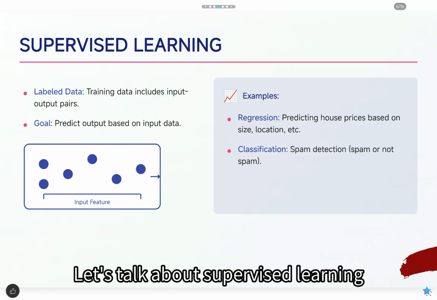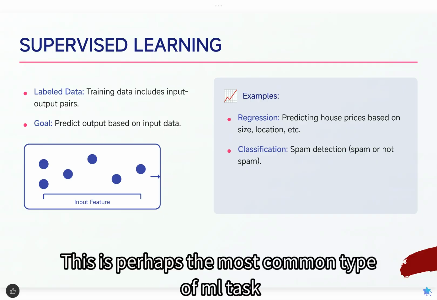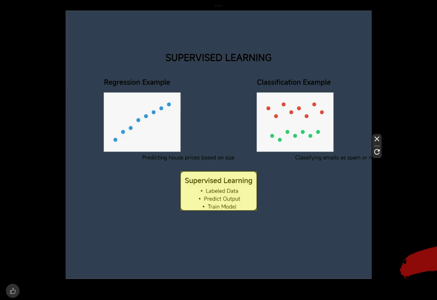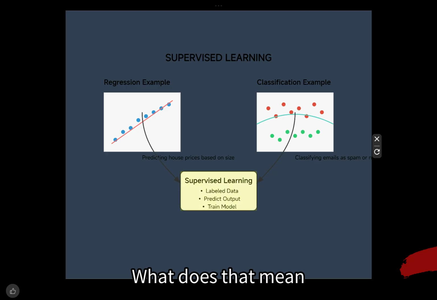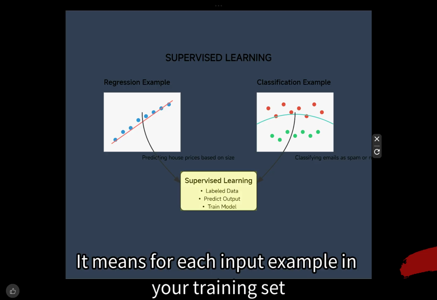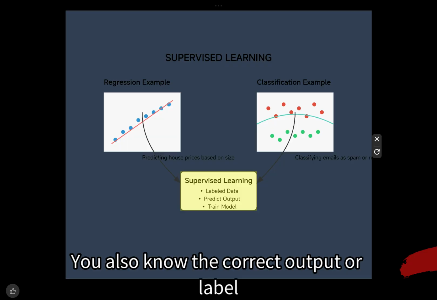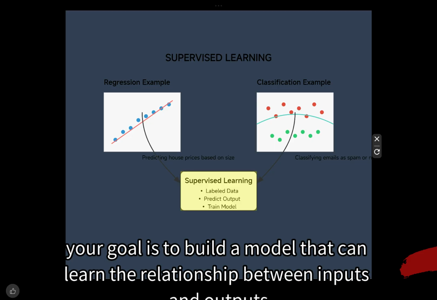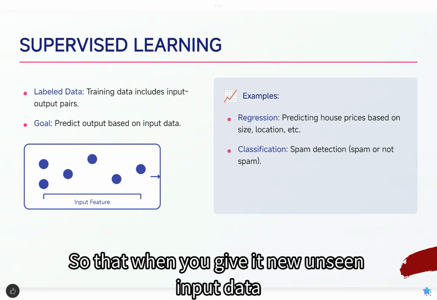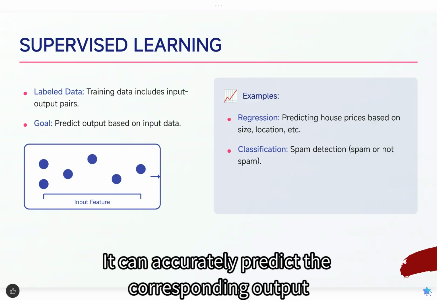Let's talk about supervised learning. This is perhaps the most common type of ML task. The key here is that you have labeled data. What does that mean? It means for each input example in your training set, you also know the correct output or label. Your goal is to build a model that can learn the relationship between inputs and outputs so that when you give it new, unseen input data, it can accurately predict the corresponding output.